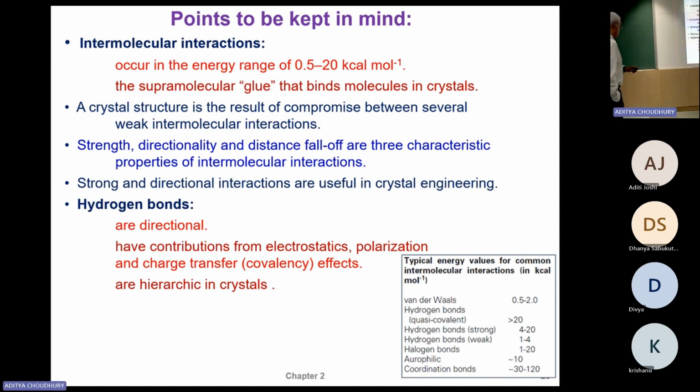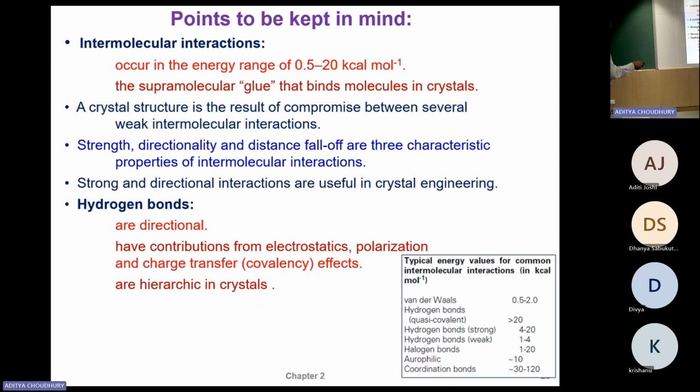So these are the points to keep in mind. Intermolecular interactions, and again, I'm using a different number here: it's 0.5 to 20 kilocalories. And these are all supramolecular glues. You know the Post-it by 3M, the small yellow note you just stick on; it's sticking, but it doesn't stick very well. It's just like supramolecular interactions. But it's useful, you can take it out. Whereas super glue will stick once you stick it, like covalent bonds. That's how I relate to it. That's why they call it supramolecular glue: it binds, but is not very strong.